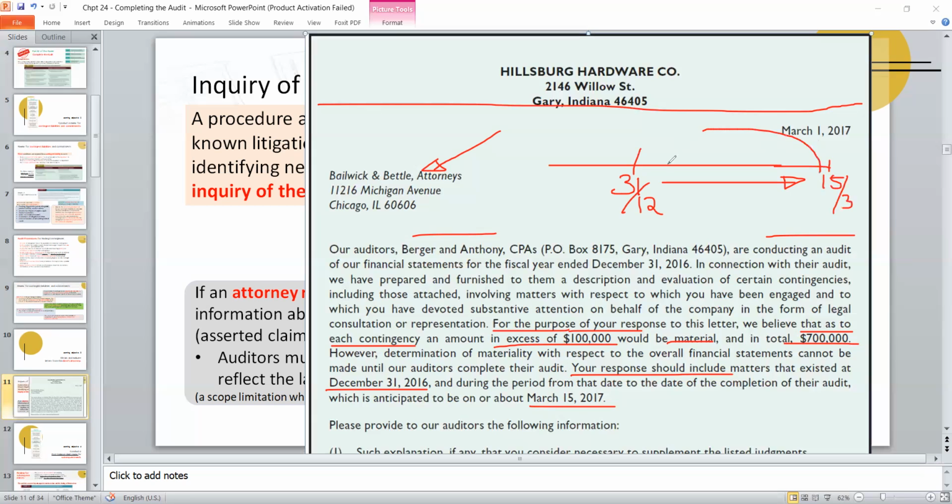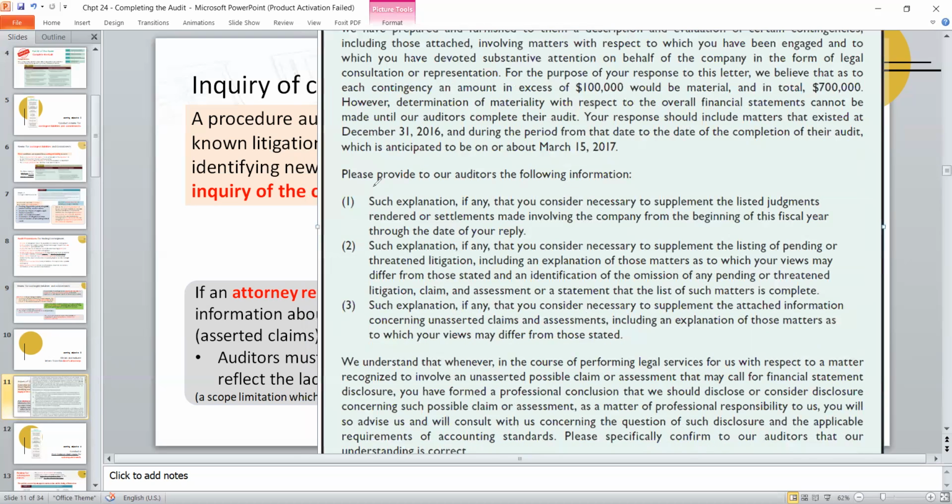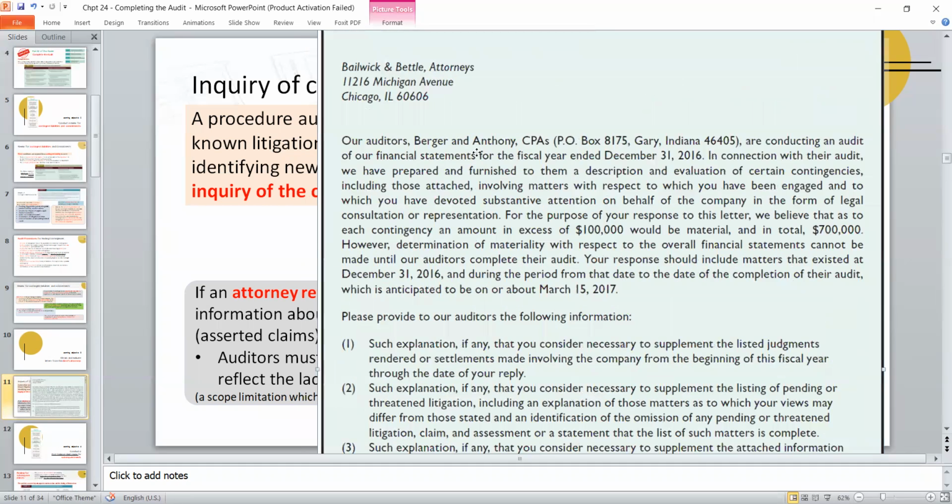So what kind of contingency happens during this period? This is the auditor's request: please provide our auditor the following information, an explanation for something. It is a kind of confirmation letter where the auditor wants the attorneys to give some information.